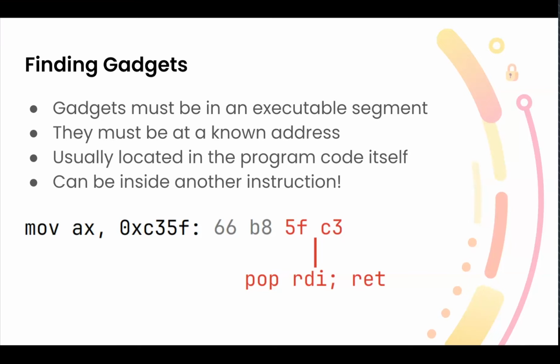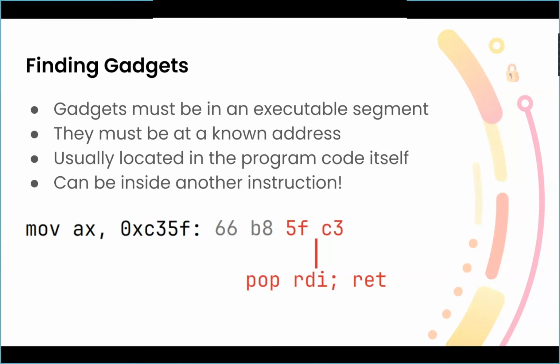And this is a very important thing. It can be inside another instruction. x86 does not have any concept of instruction alignment. If you jump to an address, it will just interpret whatever is there as an instruction. So in this example, the mov ax, 0xC35F instruction is encoded into 66B8 5FC3. These 4 bytes represent the move instruction.